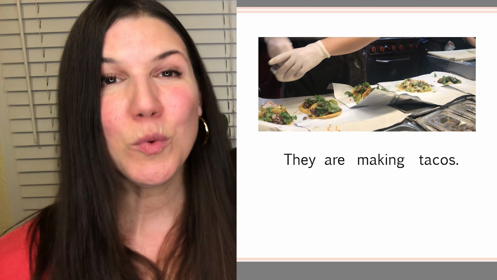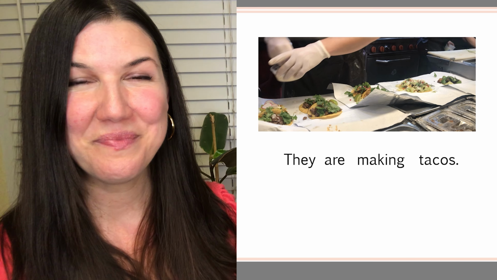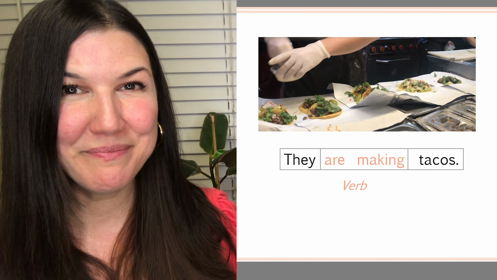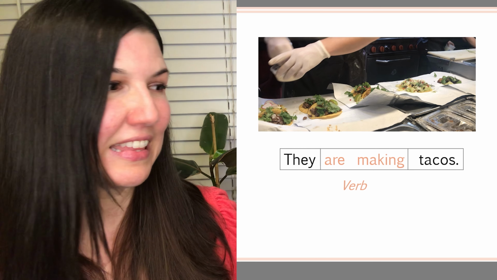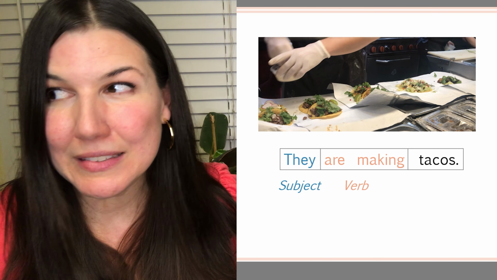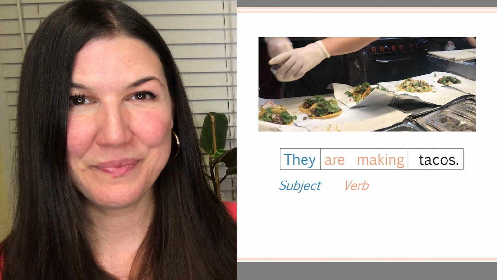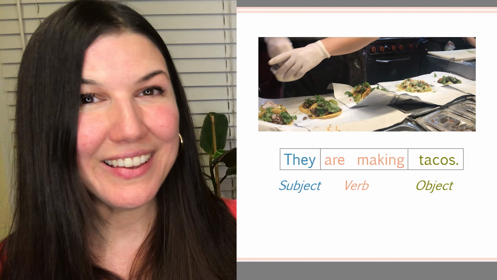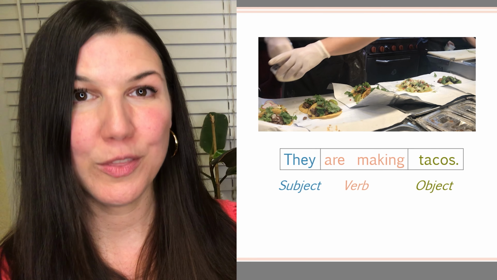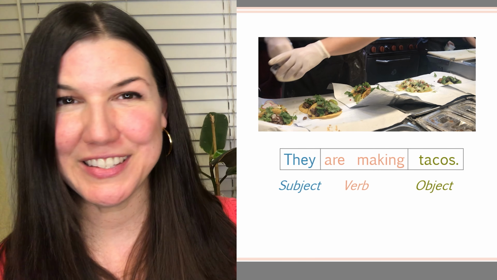So to analyze the sentence, we're going to first find the verb. You tell me. Are making is the verb. Very good. And the subject? They. They is the subject because who's making something? They. And the object. What are they making? So what with the subject, they, the verb are making. What are they making? Tacos. That's the object of our sentence.